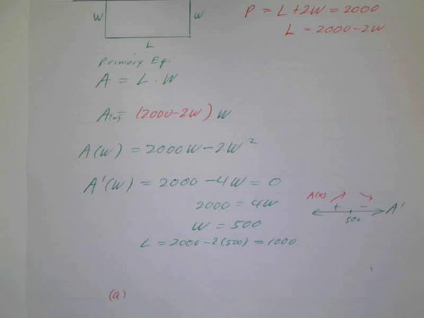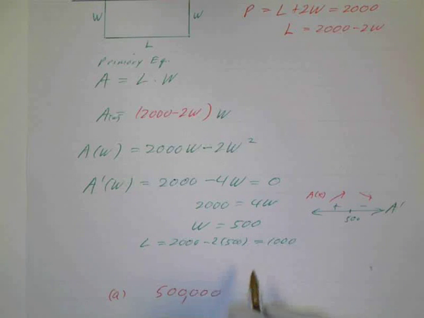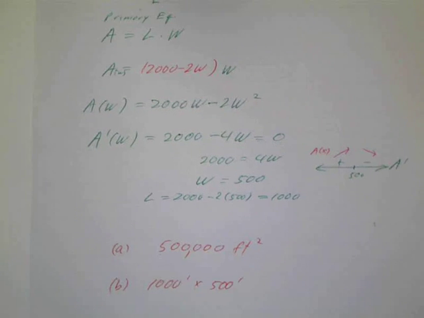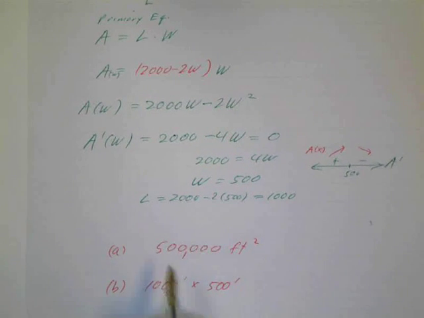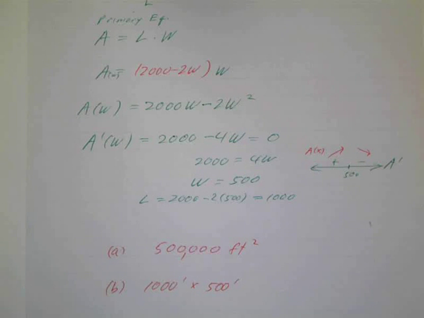And A, the maximum area, well, I just multiply that. So if I take 1,000 times 500, I got a 5, and I got 1, 2, 3, 4, 5 zeros. So that's going to be 500,000, and that's going to be feet squared. Okay, so those are your dimensions, and that's your maximum area.